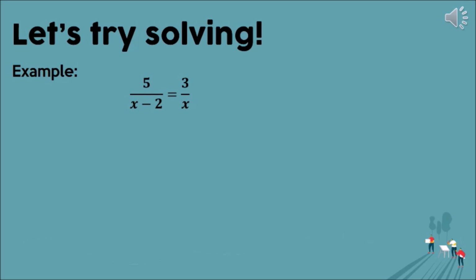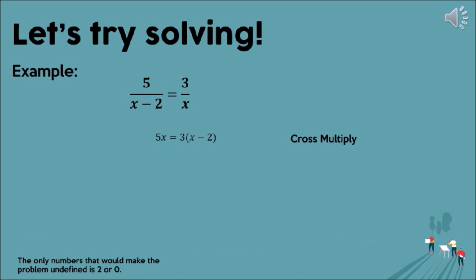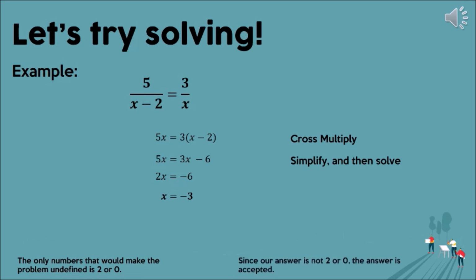In this case, the only numbers that would make the problem undefined are 2 or 0. Therefore, x is not equal to 2 and x is not equal to 0. Now let's cross-multiply. 5 times x is 5x, which is equal to 3 times x minus 2. Let's simplify, so it will be 5x is equal to 3x minus 6. Then bring the variables to the other side, so 2x is equal to negative 6, which brings us to the answer x is equal to negative 3. The answer does not go against the restrictions, so our answer is accepted.